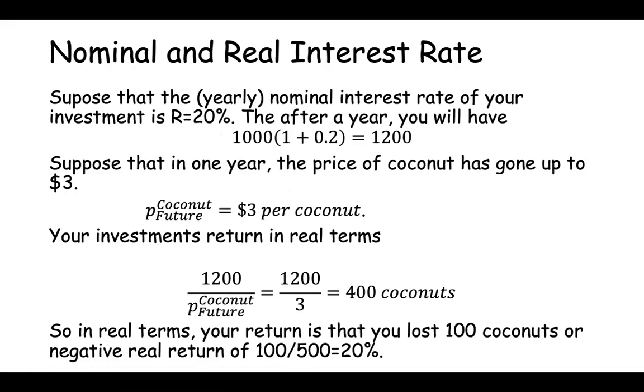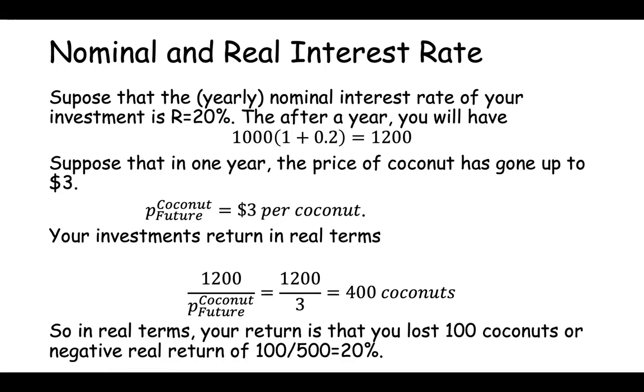So after 1 year, you put $1,000 in the bank. What you get out is, using our formula, $1,000 plus the 20% interest. So $200, 20% of 1,000 is 200. So after 1 year, you have $1,200. Does that make sense so far?